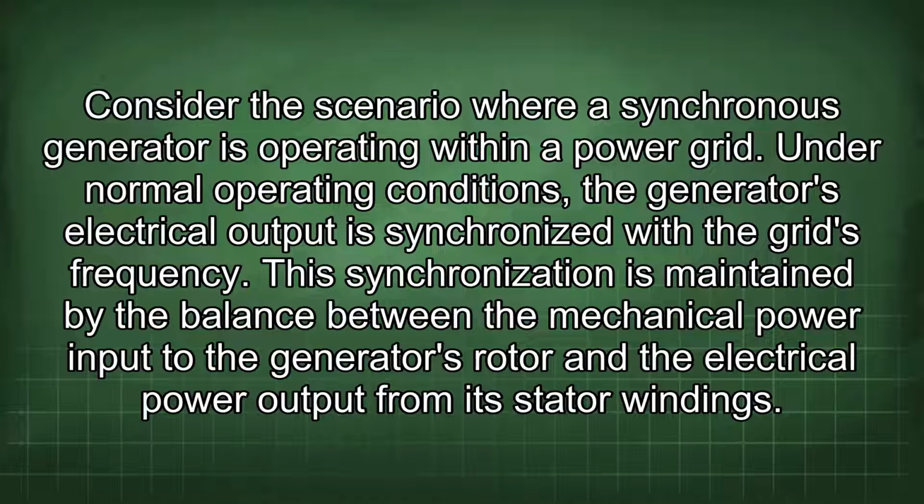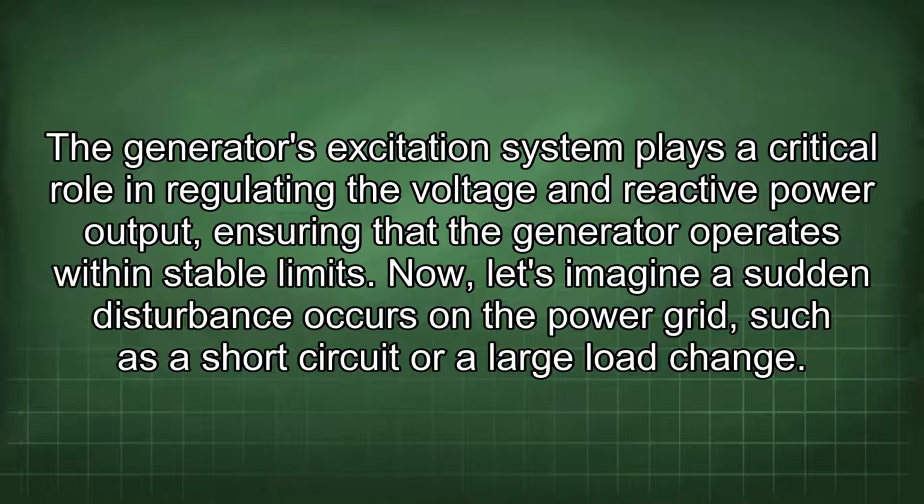Consider the scenario where a synchronous generator is operating within a power grid. Under normal operating conditions, the generator's electrical output is synchronized with the grid's frequency. This synchronization is maintained by the balance between the mechanical power input to the generator's rotor and the electrical power output from its stator windings. The generator's excitation system plays a critical role in regulating the voltage and reactive power output, ensuring that the generator operates within stable limits.